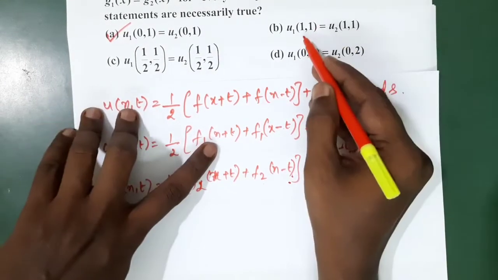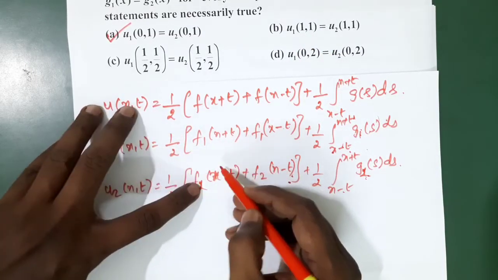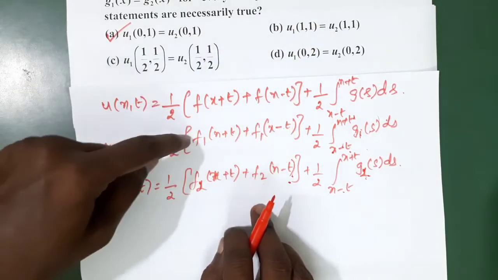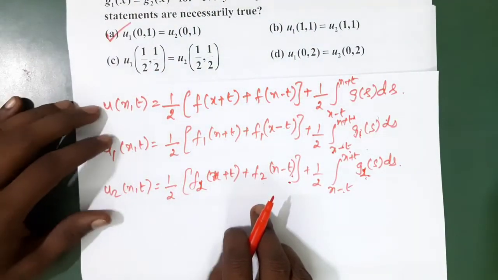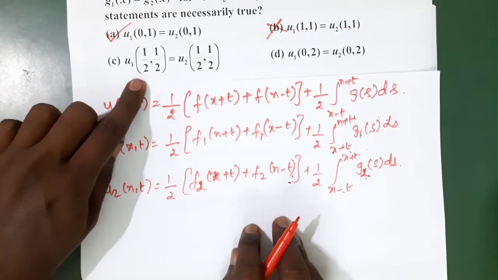So 1. x is 1, t is 1. 1 plus 1 is 2. Here also 1 plus 1 is 2. We cannot know that f1 and f2 at 2. So the second value is not possible. Of 1 by 2, 1 by 2.